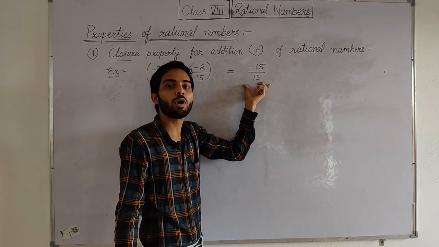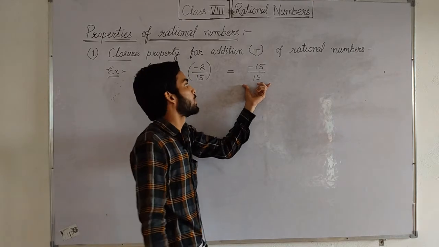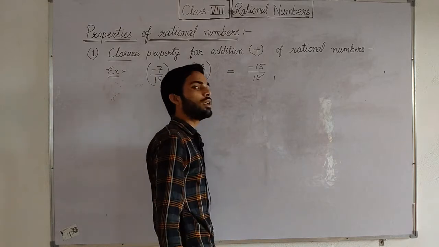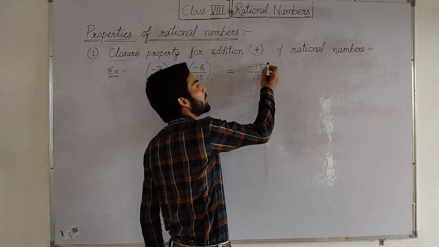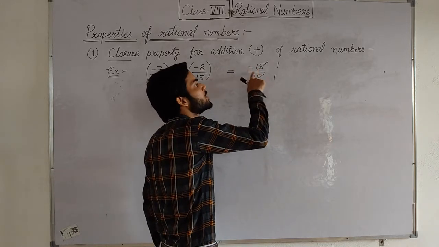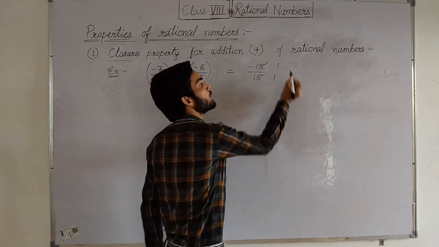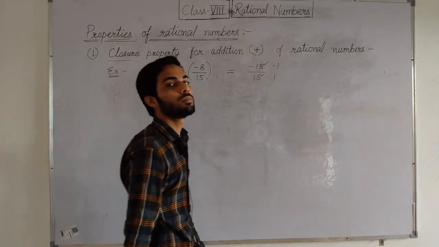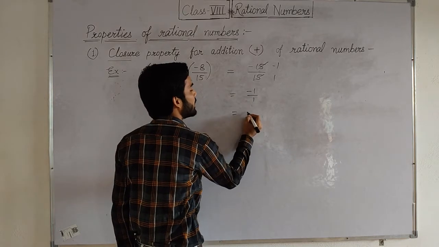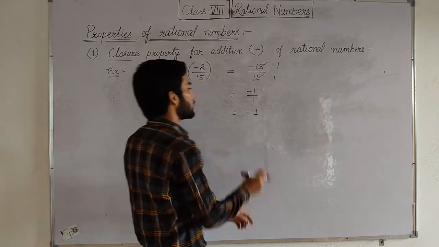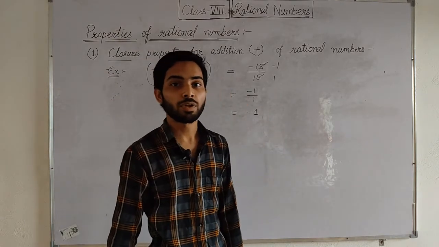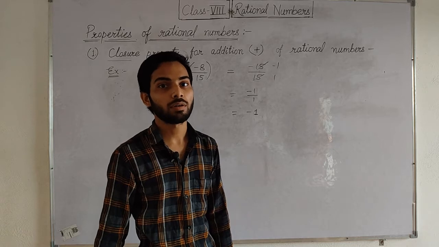You have studied it in class 7. Here you can clearly see that I can cancel out the denominator by 15 and also the numerator by 15. In the numerator I am cancelling out minus 15 by 15, so minus 1 will come. So what is the answer? Minus 1 by 1, or I can write it as minus 1. Is it a rational number or not? Dear students, obviously it is a rational number.